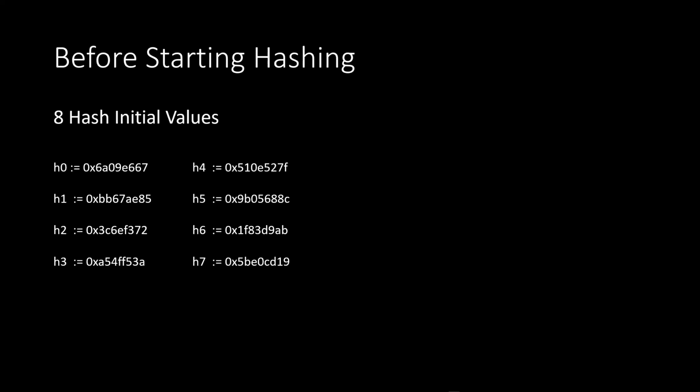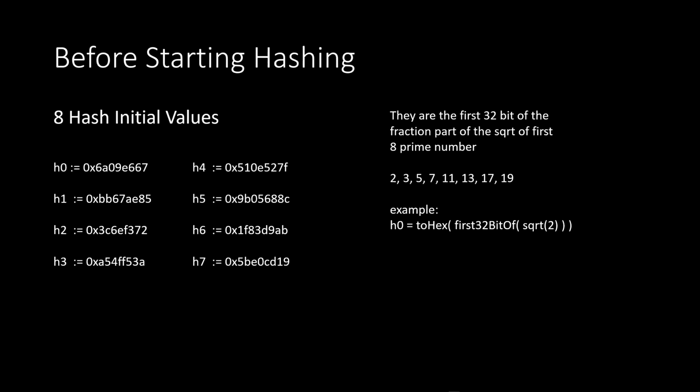Before we start actually hashing, here are some things for you to know. These on the screen are the hash initial values from H0 to H7. They are the first 32 bits of the fractional parts of the square roots of the first 8 prime numbers. For example, for H0, you take the square root of 2, which is the first prime number, then take the first 32 bits of its fractional part and translate that into hex. That is H0.